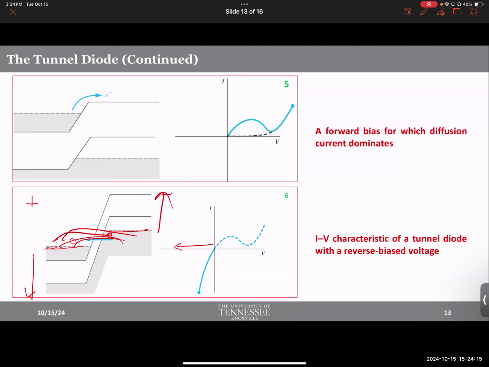But here you don't traverse through the forbidden band. Basically, you tunnel from the valence band to the conduction band. There is no forbidden band to deal with on the other side. So in the reverse bias condition, the current will keep increasing exponentially. That's unusual, not like a diode. So it doesn't stop.